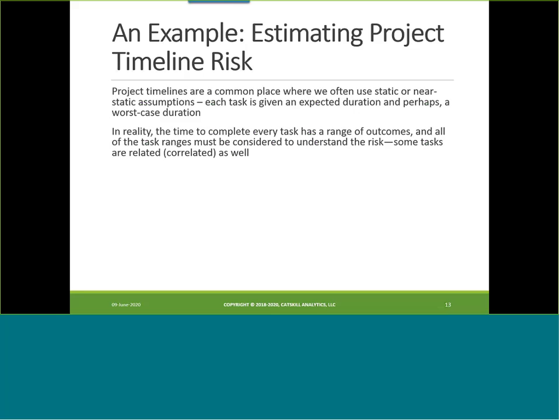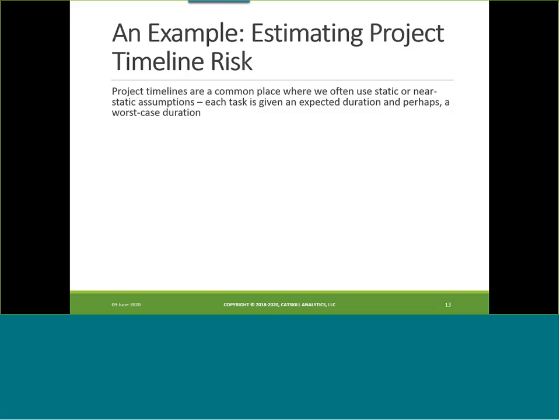In reality, the time to complete any task has a range of outcomes, and all of the task ranges really need to be considered to understand the risk. Some tasks are related, and the technical term there in statistics is correlated as well. And that's another aspect I'm not going to talk about a lot tonight, but it's possible to deal with those correlations in these Monte Carlo packages as well. So that if one of your random variable inputs tracks in the same direction as another one, and you can establish that correlation through your data, then you can make sure that those get tied together in your simulation, because to not account for that would obviously give you less optimal results.